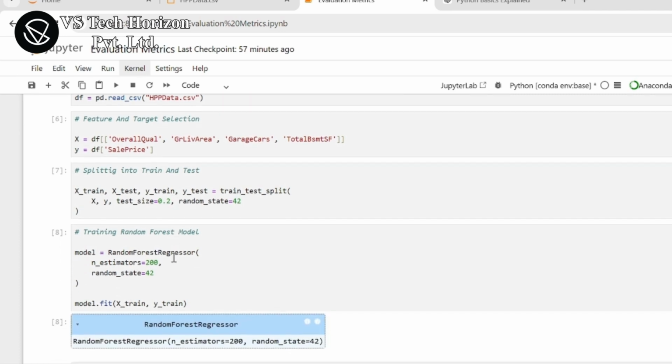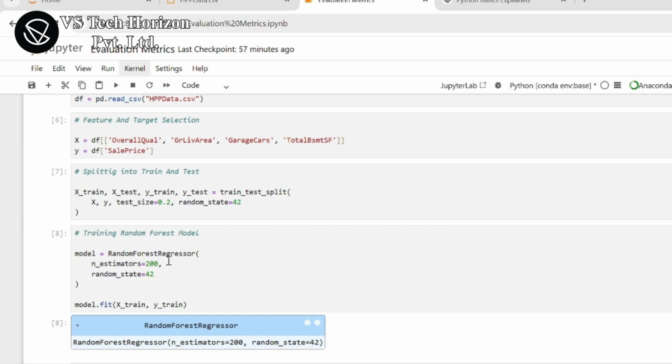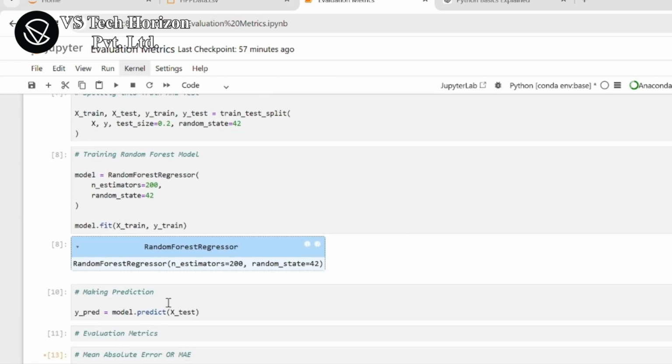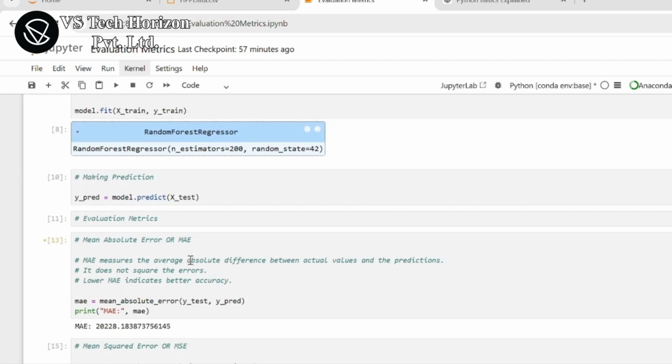Then we have trained our random forest model. Here, random forest builds multiple decision trees and averages their predictions. Then we have made predictions. Now, the trained model predicts house prices for unseen test data. Now, let's understand the evaluation metrics.